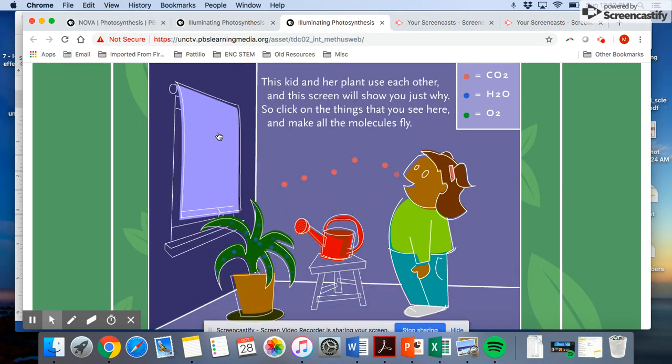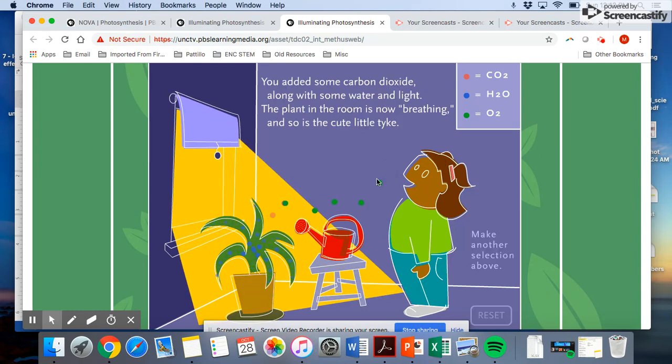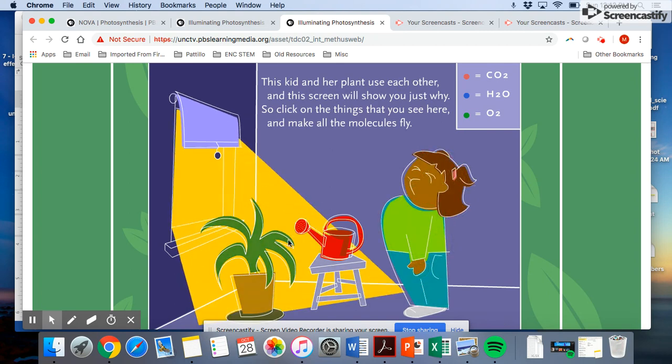So we saw here, if I put the shade down, there's no oxygen. If I open the shade, now we have the green oxygen molecules coming out. If I keep the shade open, but maybe I'm going to stop watering, so let's reset this. Let's keep the shade open. I don't water the plant, but I just breathe. She's breathing out carbon dioxide. We see we still don't have any oxygen released.